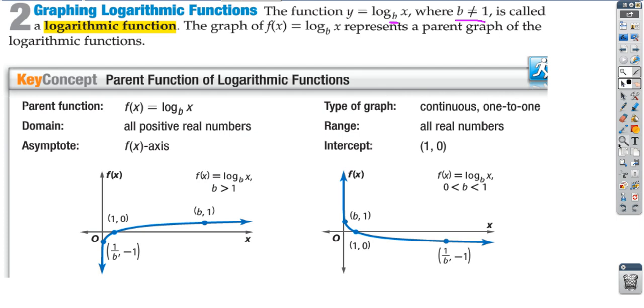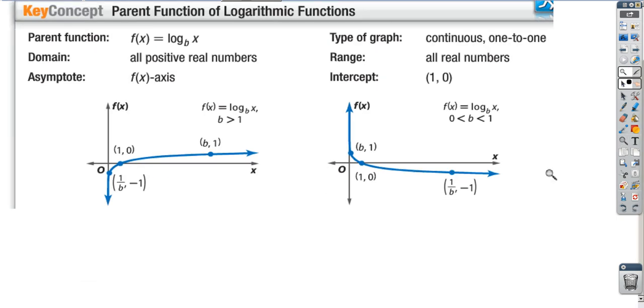Couple things to notice about these graphs. First of all, the domain could be anything positive, and the reason it can't be negative is because, remember, we're taking this number, we're raising it to a power, we're getting an answer. You can't raise something to an exponent and get a negative number. So for example, 2 to the 3rd equals 8. 2 to the negative third does not equal negative 8. It equals 1 over 2 to the third, which is 1 over 8. So no matter how negative the power you're raising it to, you're still going to get a positive number. That's why the domain is all positive real numbers.